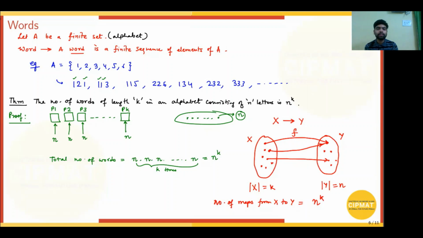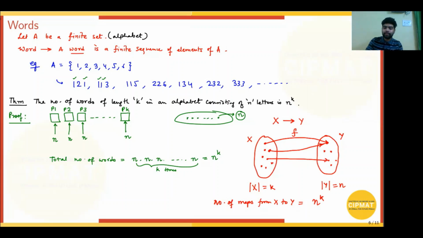So in functions, this is a possible question in the examination: how many possible maps can be there from one set x of cardinality k to another set y of cardinality n? How many possible functions can I make? How many possible relations can I make from x to y? Your answer should be n to the power k. I hope this is absolutely clear to you.